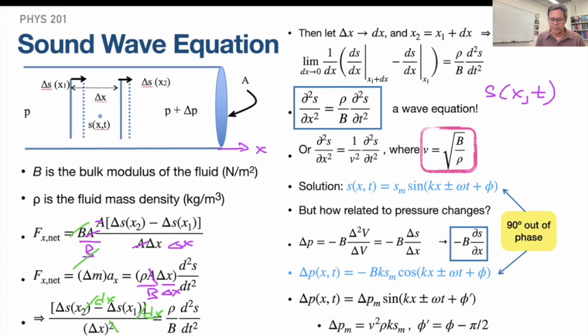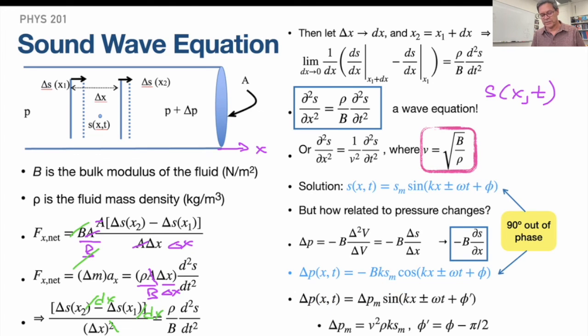And the amplitude of my pressure change can be related to the amplitude of the volume displacement, Sm, by this formula. Delta Pm is, remember, B k Sm. So B, how do I get that from the circled formula here? I can just take the square. I have v squared equals B over rho, so v squared rho is B. So there's v squared rho, that's B, times k times Sm. So that helps me get an expression now for the pressure change due to a sound wave propagating.